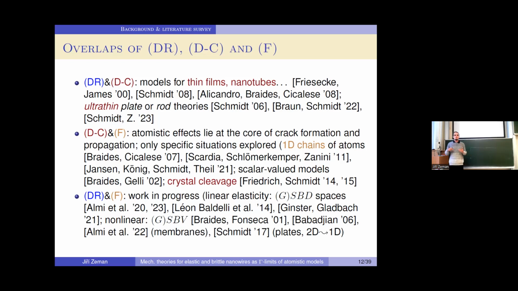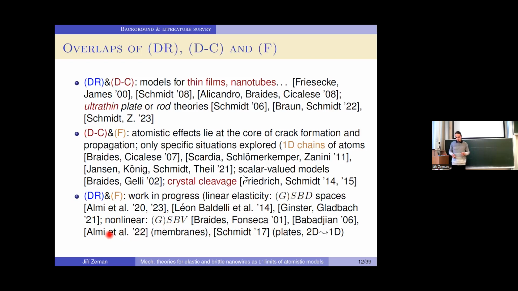Atomistic effects lie at the core of crack formation and propagation, but curiously, only specific situations are explored up to now, like 1D chains of atoms, sometimes at non-zero temperature, then scalar-valued models, or the regime of membranes studying cleavage in some crystal lattice. And when it comes to dimension reduction with fracture, there have been many papers around the year 2020 in linearized elasticity, but in large deformations, there are still things to do. Well, even in the linearized setting.